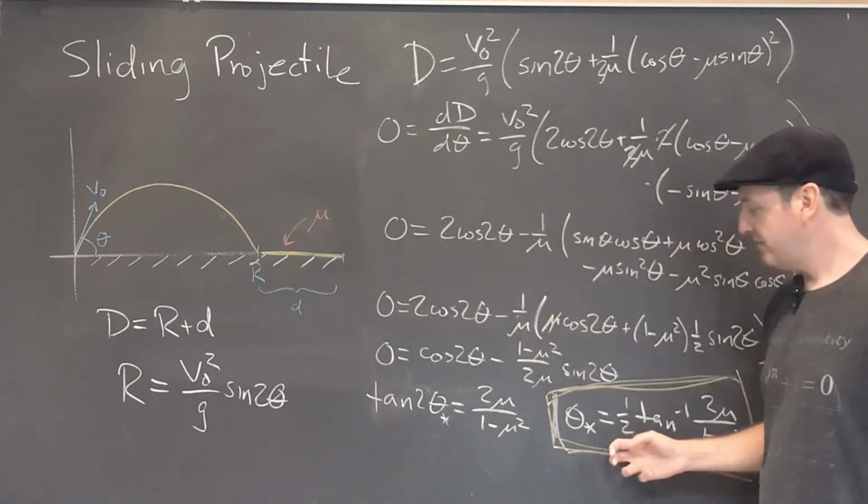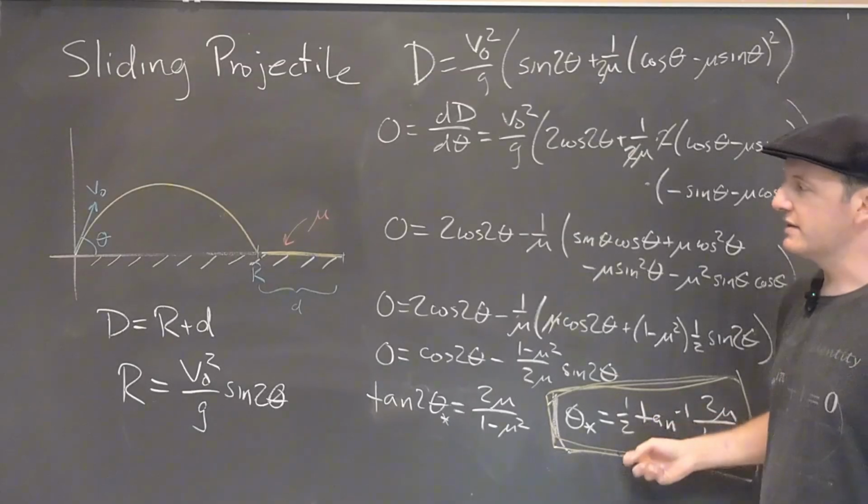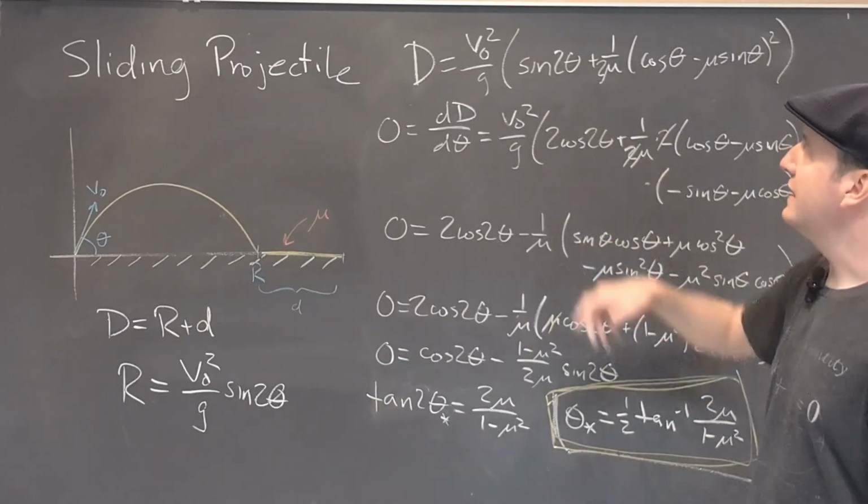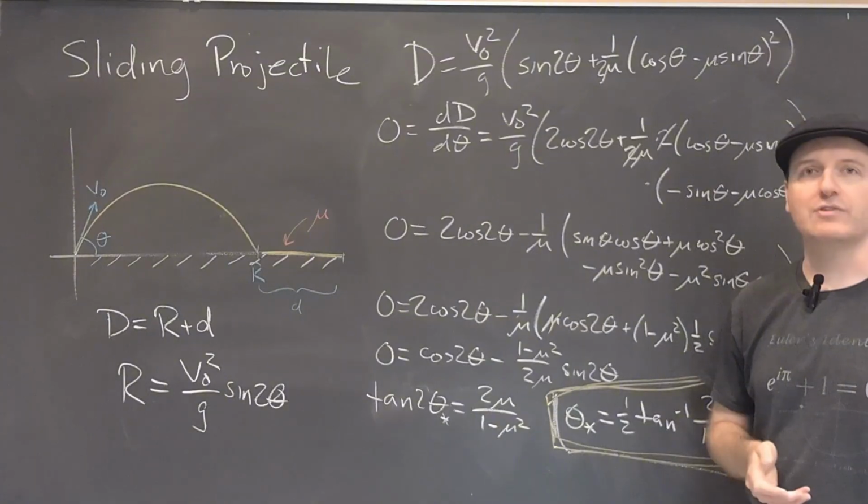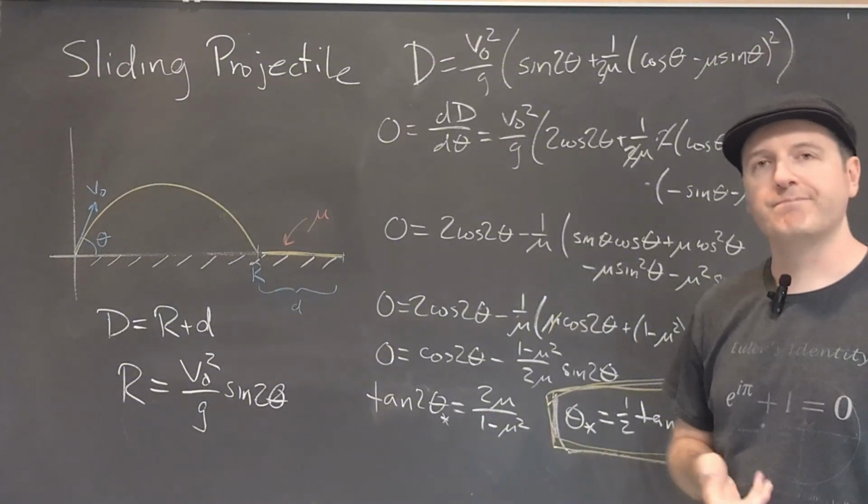So our result is given. And if you want, you can now go plug this back in to our value for D and find out what that maximal range is in terms of v naught squared over g. QED.